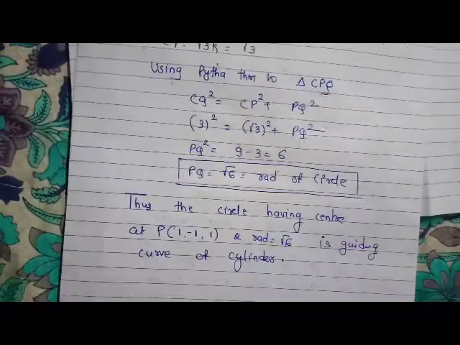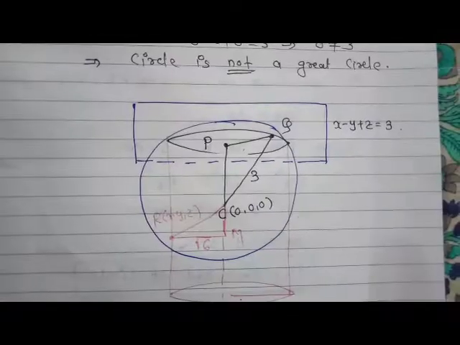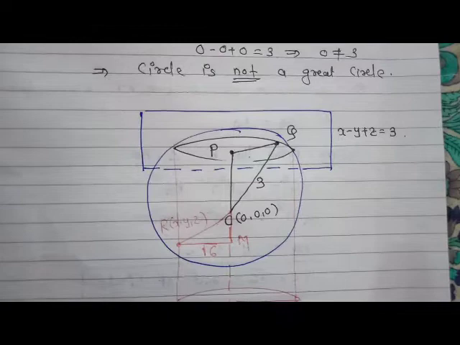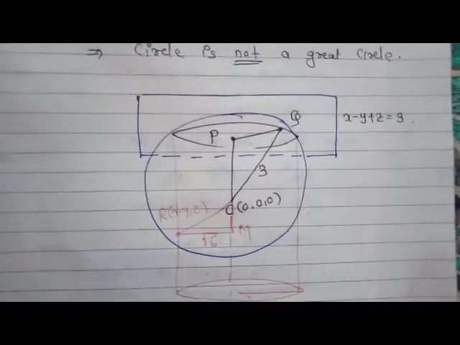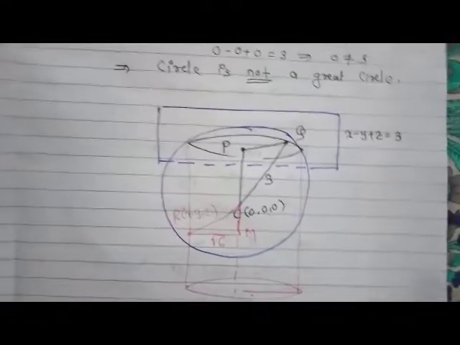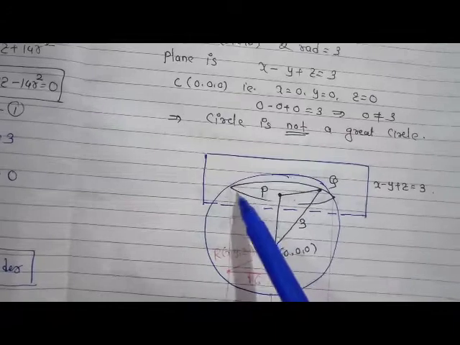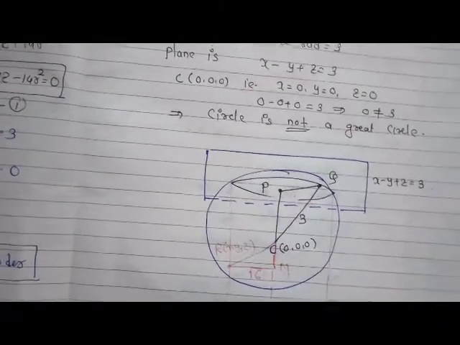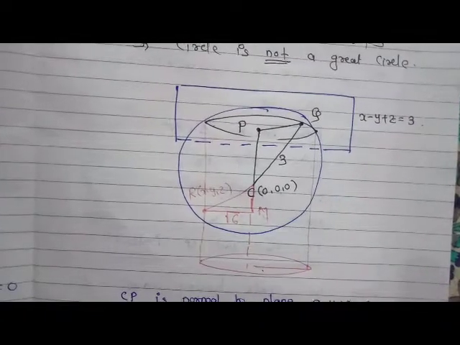Now we want to continue with this circle. Now understand how we have to consider the cylinder. See, the intersection of the sphere and plane is a circle, right? So this is the circle. This intersection is the circle. So this circle is the guiding curve for the cylinder. So in red color the cylinder is drawn.